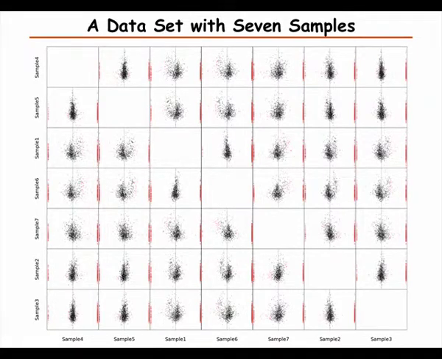Now this is the same data, but instead of comparing the intensities directly, we're looking at the ratio on the x-axis and the sum on the y-axis. In this case, the points marked in red are the ones that we deemed to be outliers.